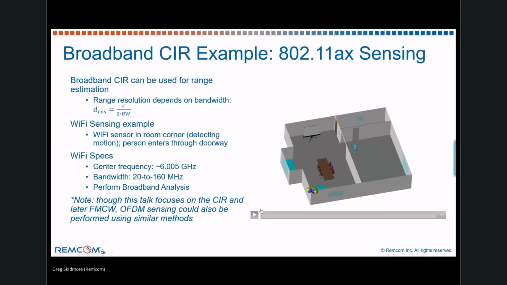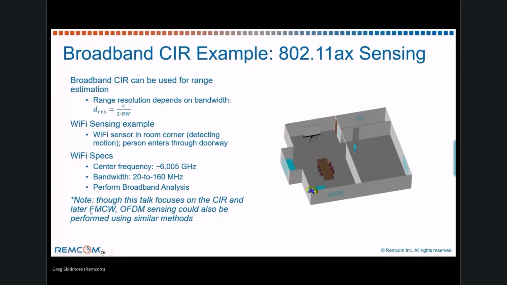So starting with some range Doppler and some impulse response, I thought I'd start with a fairly simple example looking just at the complex impulse response of what comes back from a scene. This is a Wi-Fi sensing example. We have done some work. There was a question that came ahead of time on this talking about Wi-Fi sensing.